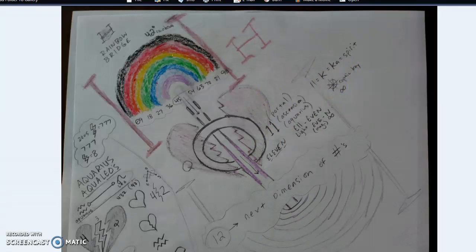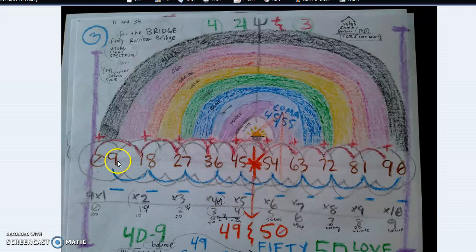And then you've got 9 times 1, 9 times 2, 9 times 3. These are all your answers. 9 times 1 is 09, 9 times 10 is 90. And it all mirrors. See how the rainbow lines up? The 0 lines up with the 0, the 9 lines up with the 9, all the way in until you get to the 45, 54.